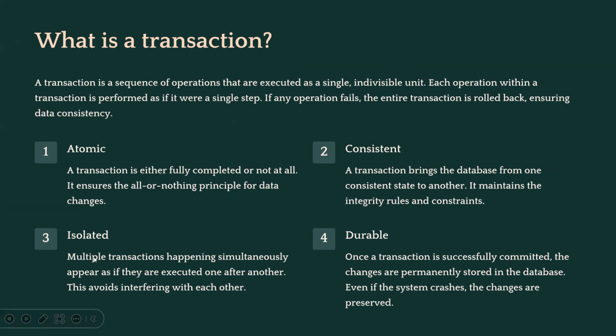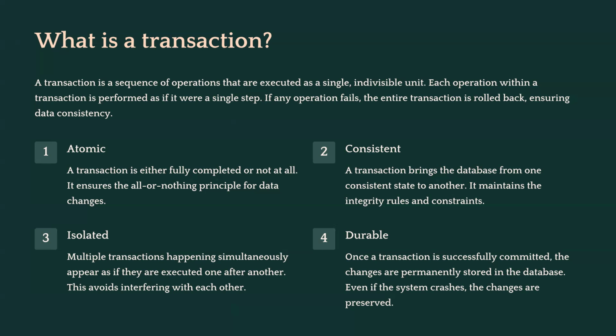Third is the isolated state, where multiple transactions happening simultaneously appear as if they are executed one after another. This avoids interfering with each other. Let's say one account is getting an amount from five other accounts, so there should not be overriding of the amount. That's why isolated data is provided.